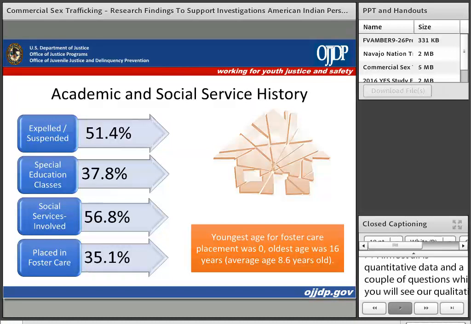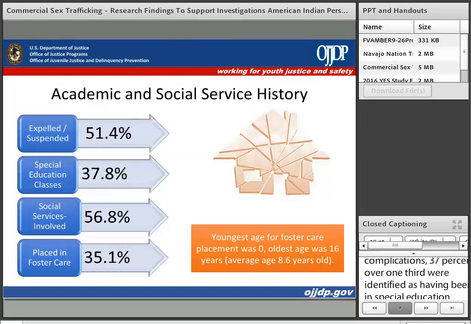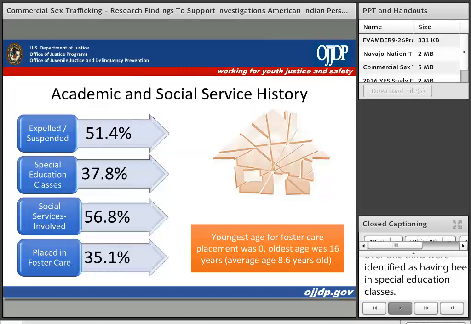So what we know about the 37 American Indian persons that we researched is that 51% of them had been expelled or suspended from school, so had some school complications. 37%, so over a third, were identified as having been in special education classes. Almost 60% had been social service involved as children, so their families had social service involvement, and just over 35% had been in foster care.